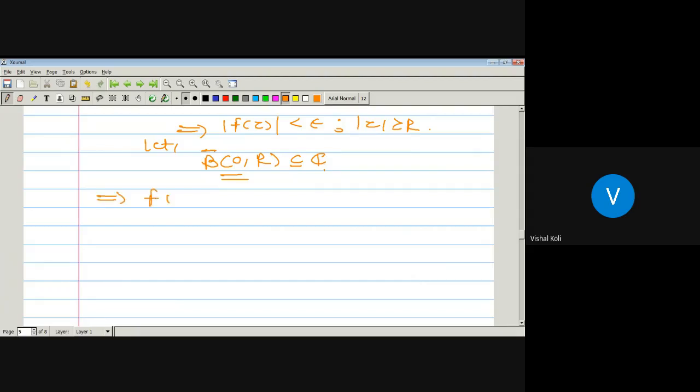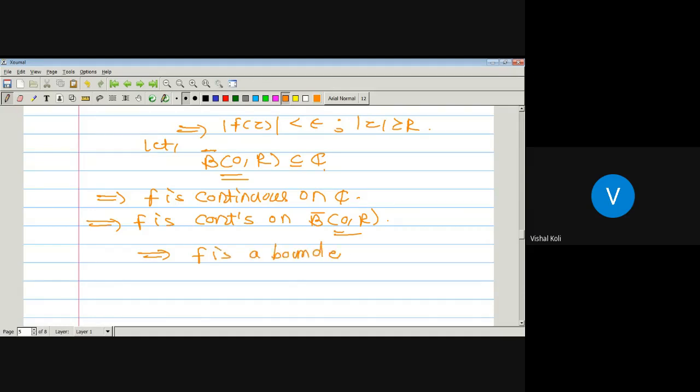So f is continuous on the complex number system. It means f is continuous on this closed disk also, the closure of the disk centered at 0 having radius r. And we know that if f is any function which is continuous on a closed disk or closed interval, then it must be bounded. As here f is continuous on this closed disk, it must be bounded, which implies f is bounded on this closed disk.